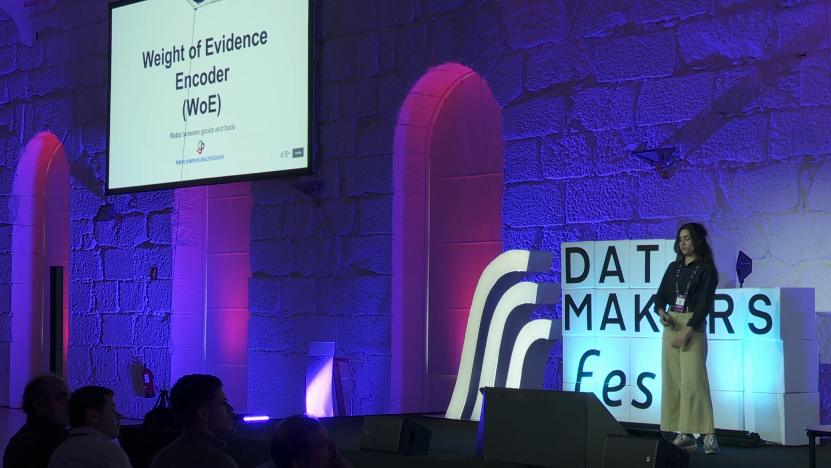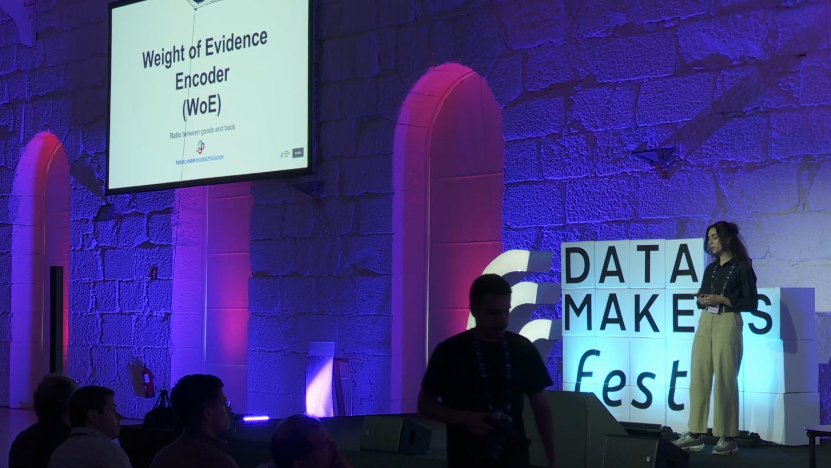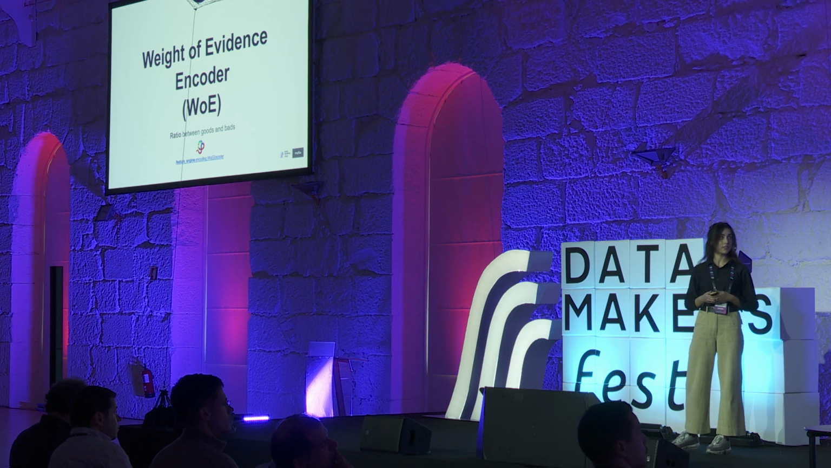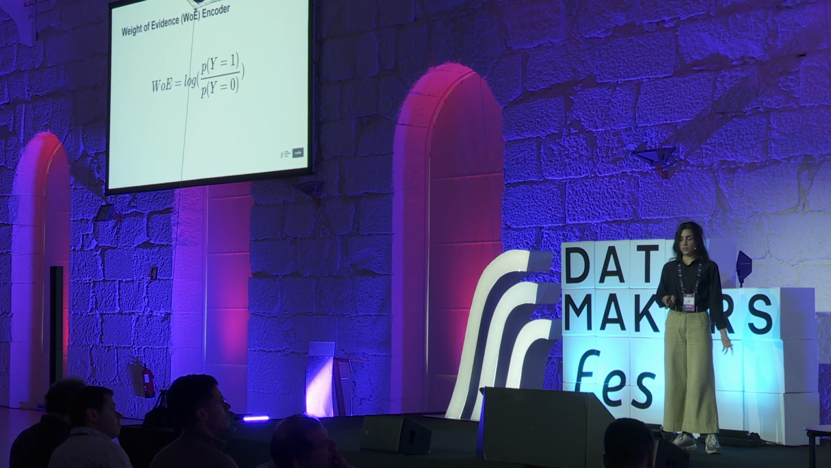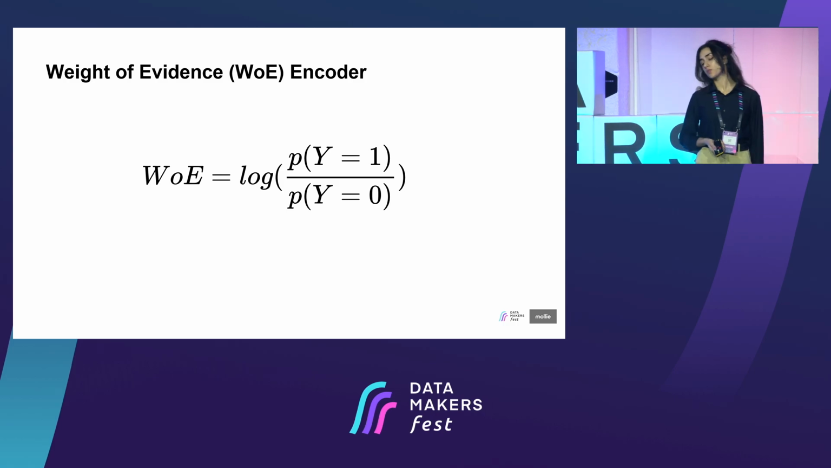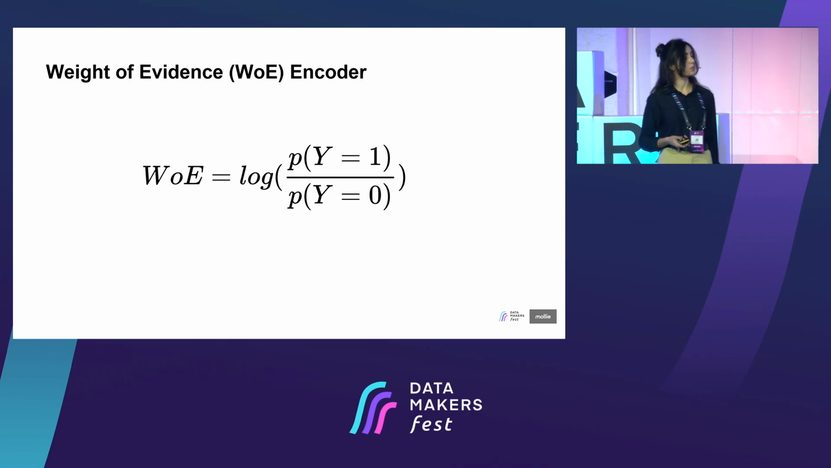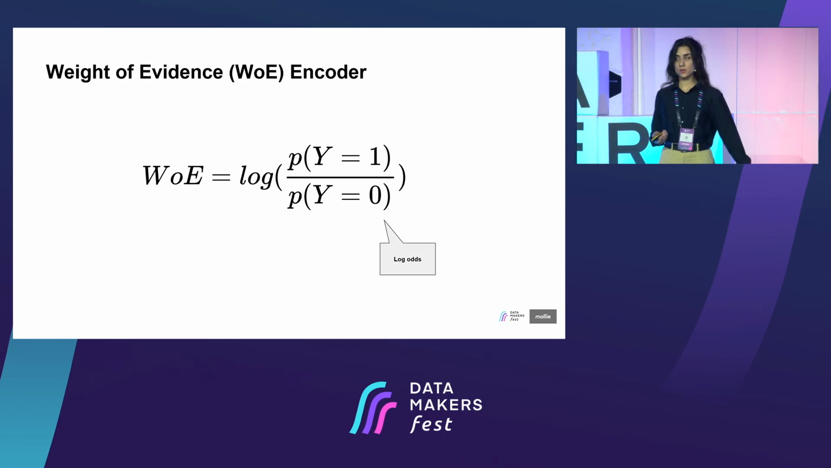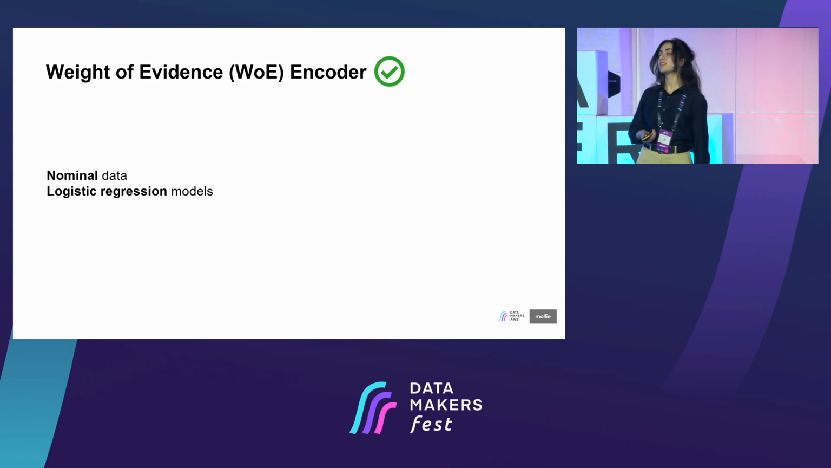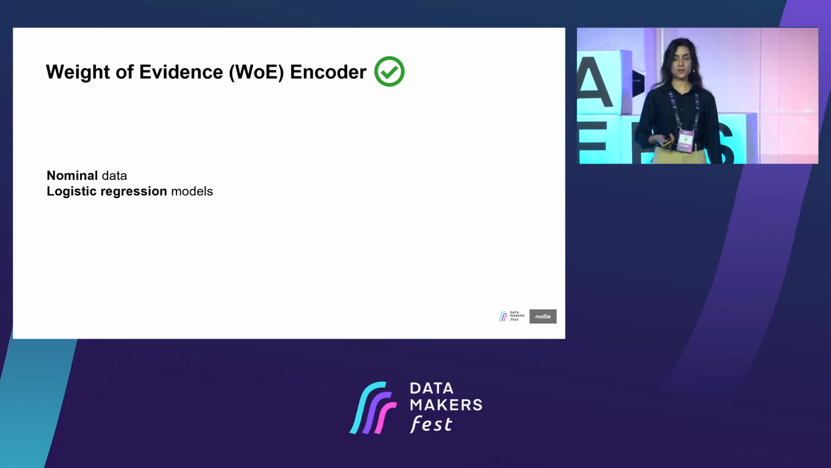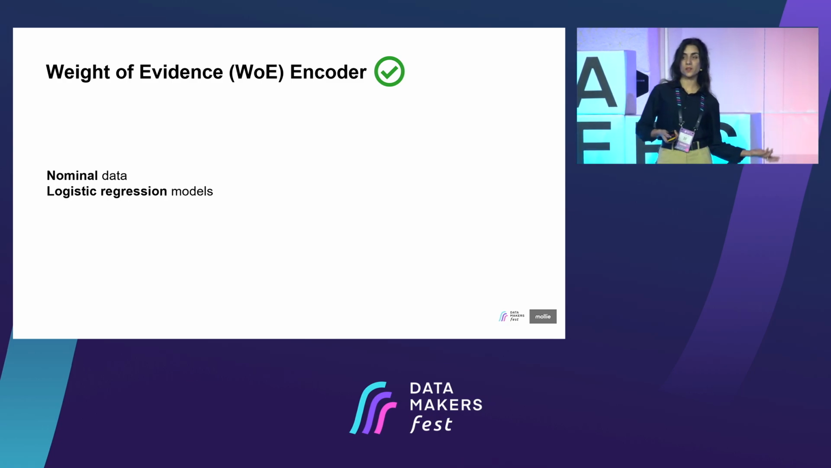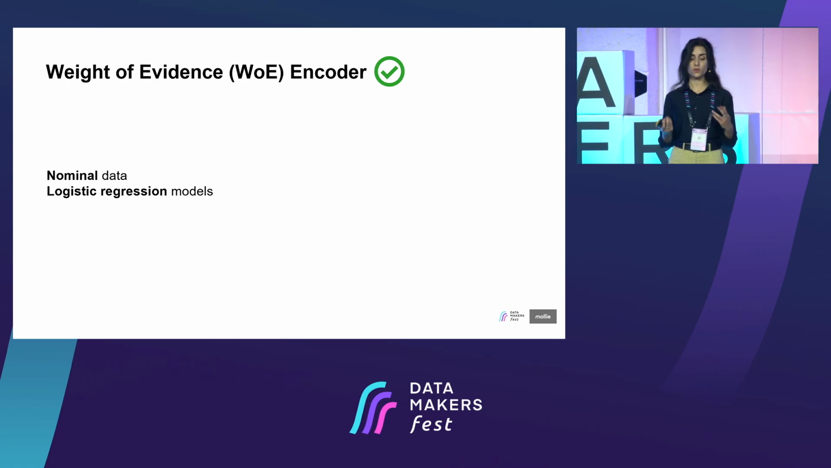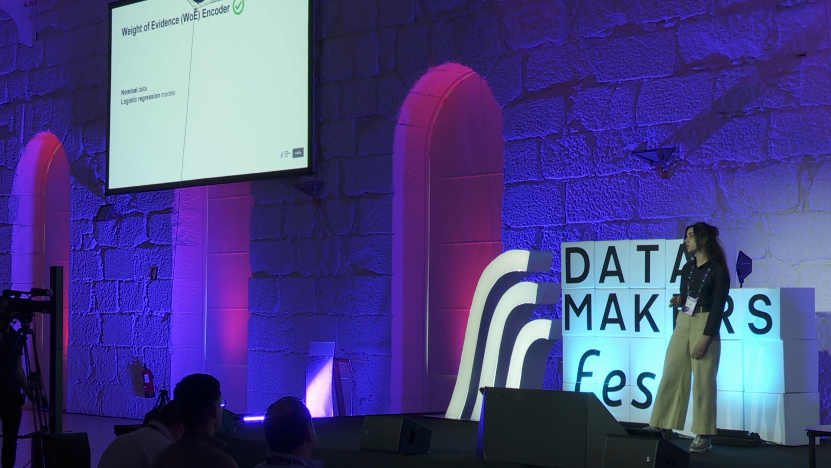Weight of evidence encoder. It's similar to target encoder, but here we don't calculate the mean of the target. We actually calculate the ratio between the goods and the bads in a simple way. This is the formula. So we take the logarithm of the probability of the goods and the probability of the bads. You might be familiar with this under the name of log odds. And log odds is something that is present in logistic regression. So therefore, this encoder is quite nice to use with logistic regression. So when you're doubting between target encoder and weight of evidence, but you're working with logistic regression data, this could be a good way to go.